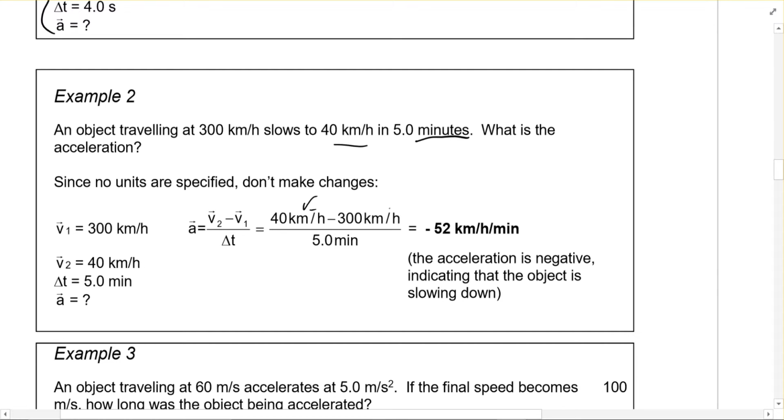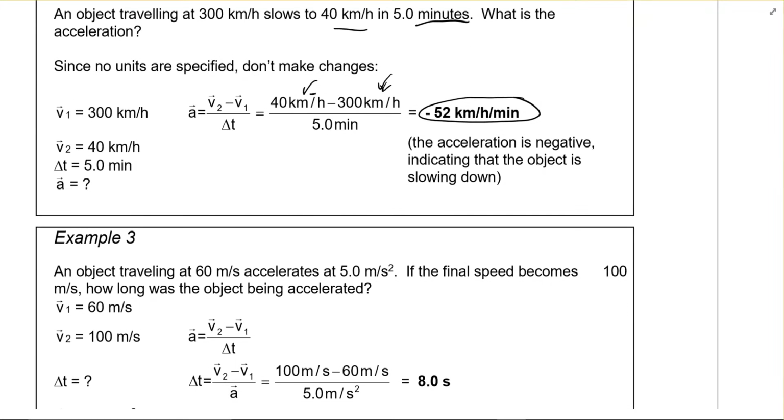So we plug in our formula again. We got 40 kilometers an hour minus 300 kilometers an hour over 5 minutes. This is still right. It's just going to be negative 52 kilometers per hour per minute. It's kind of a strange way of thinking about it. Looking at that number, I wouldn't know what that means because I'm not used to thinking in kilometers per hour per minute, but it is technically right.